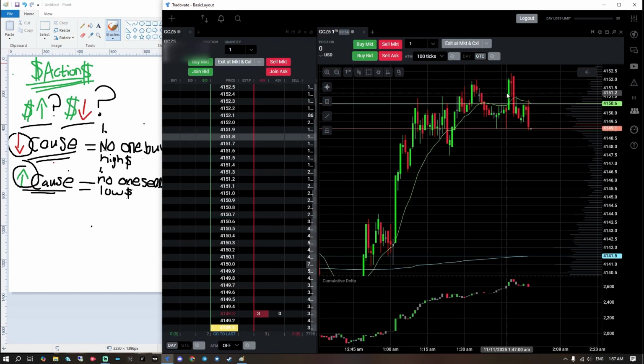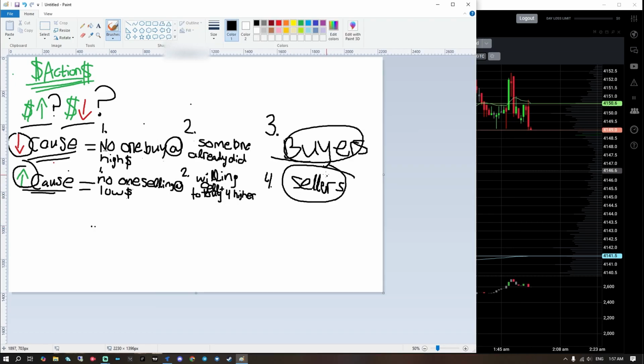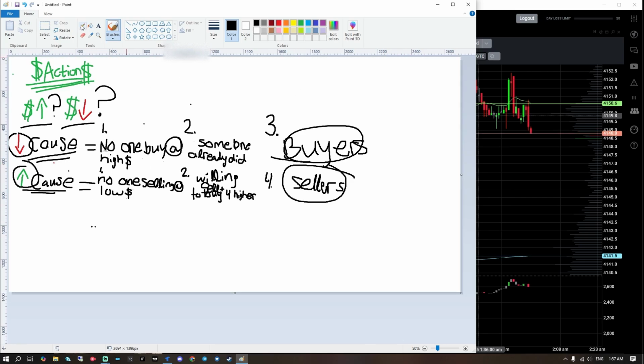That's why this price right here went up. It's because someone was selling a ton. Price will never go up if no one sells. If nobody is selling at the high price, price goes down. And so let me rewrite this, or not rewrite it, but let me expand. Number 4.